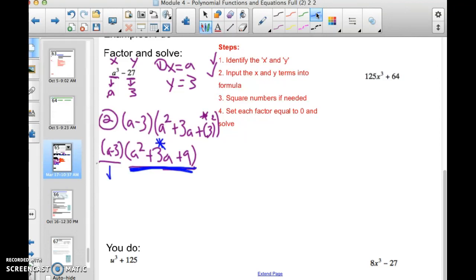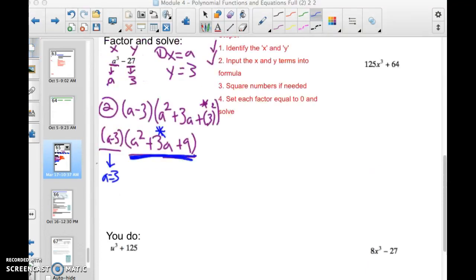Here it's easy. I just set it equal to 0 and solve. A minus 3 equals 0. I add 3 to both sides, so a would equal 3. But we would have to use the quadratic formula for this one. I'm not going to do that right now. Instead, I'm going to do steps 1 through 3 on the second example problem, and then I'm going to have you pause and try that process for your two problems down there.